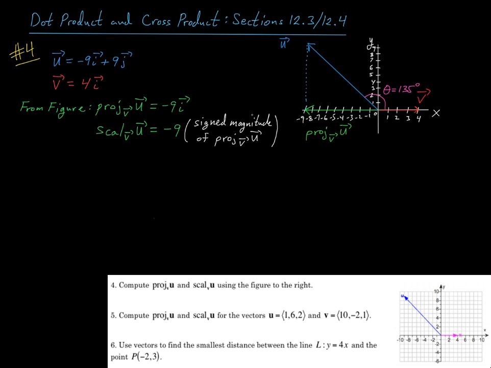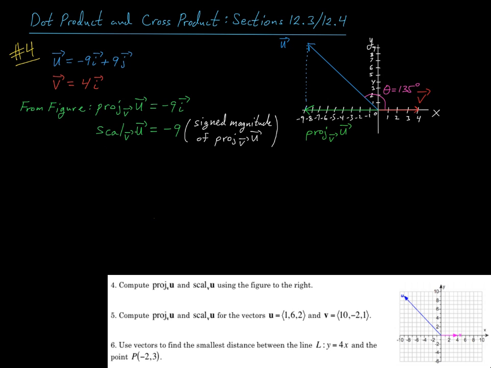So negative 9i is the vector itself, and then what we call the scalar projection, which I called the signed magnitude of the projection vector. Well, the length of the green arrow is 9, but since the green vector has the opposite direction to the vector we're projecting onto, which is v here, the scalar projection will actually be negative in this case. So negative 9 is the scalar projection.